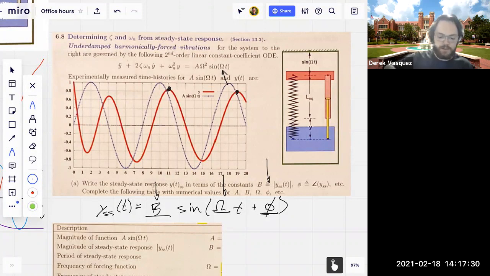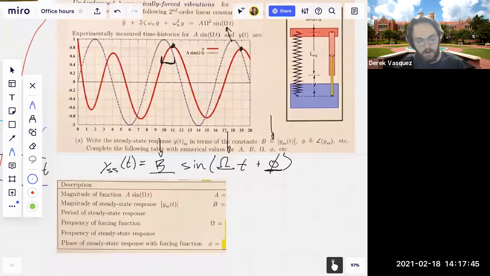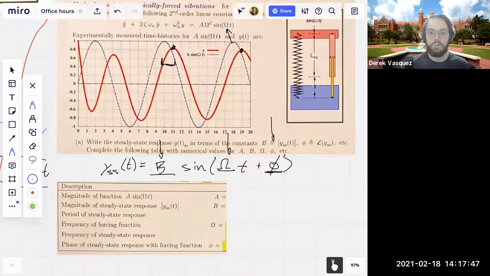And what that measures is the distance between peaks here, between your input and your response. Okay. So moving on, we've got this table here where it's asking us to fill in the value of these various parameters, and then the value and the units that the value is in.